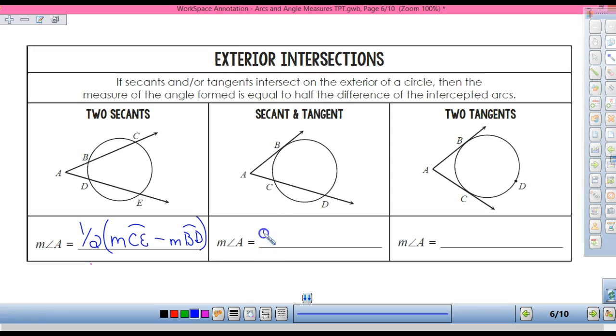Okay, same thing with this. 1/2 the measure of, what's my big arc? DB or BD, either one. Minus, what's my little arc? BC. Okay, so that means this one's 1/2 the measure of, what's my big? Well, it's going to be BDC or CDB, one or the other. But since it's more than half the circle, it's got to be 3 letters. So BDC minus, what's my little one? BC.